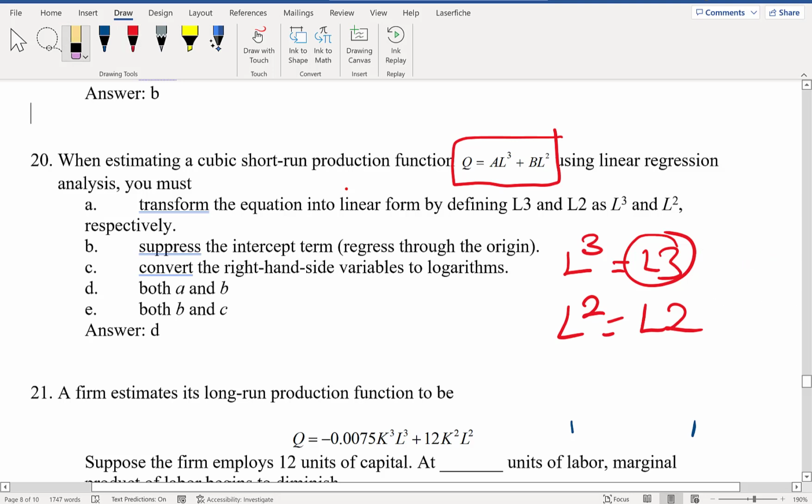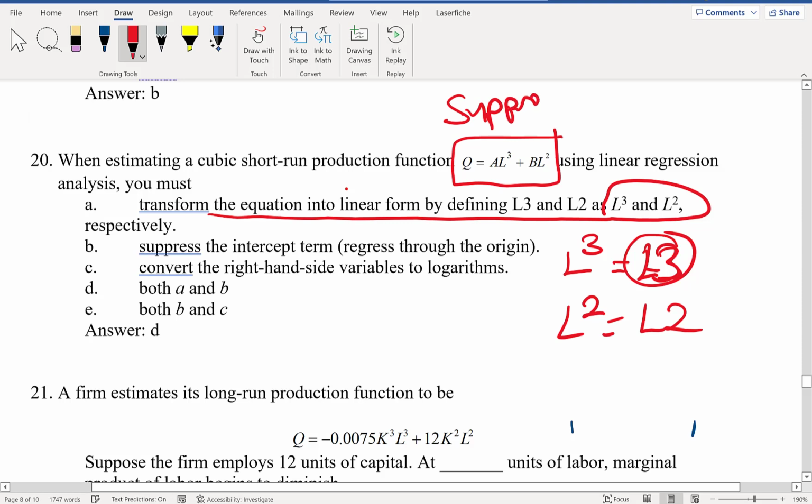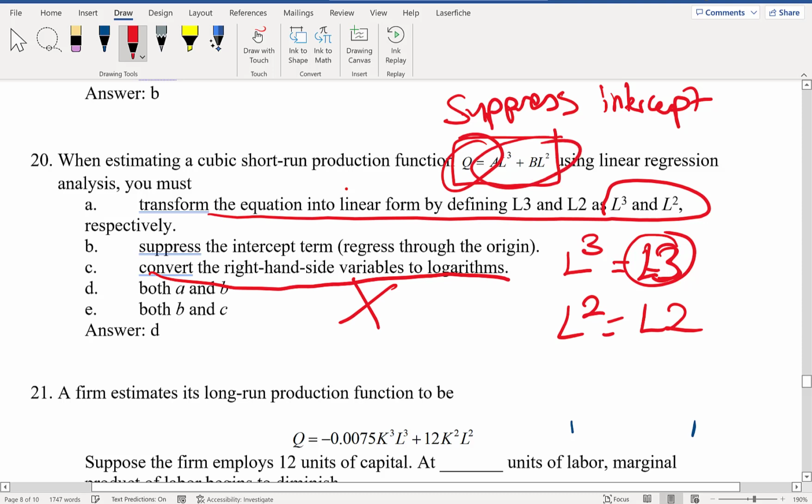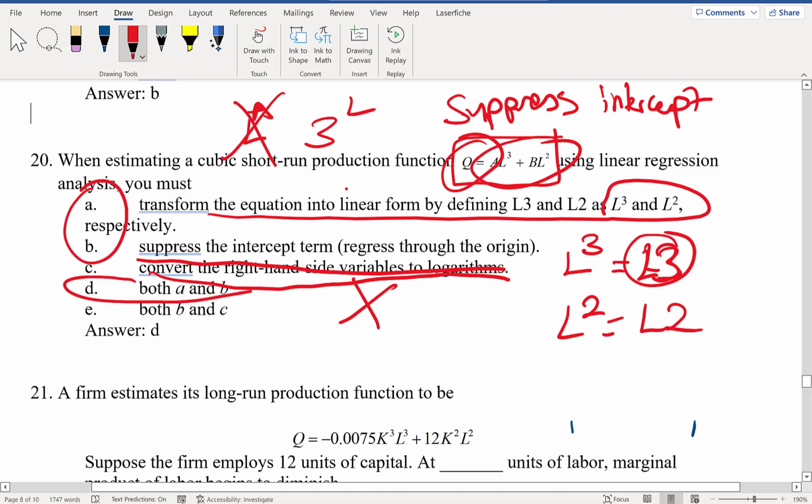Okay, so you can call it whatever, but usually in the transformations, we call it L3, a new variable we created in the PowerPoint slides. Transform the equation into linear form by defining L2, L3 as L raised to the power 2 and 3. And here you have to suppress the intercept, remember? Because we can't have an intercept here. Convert the right hand sides to logarithms? No, you don't need to convert to logarithms, because it's not like L raised to the power A, or like 3 raised to the power L. So you don't need to do these. So A and B are correct. Correct answer is D.